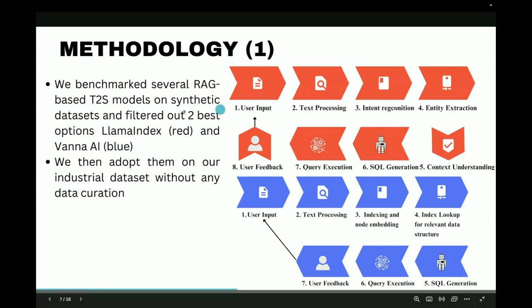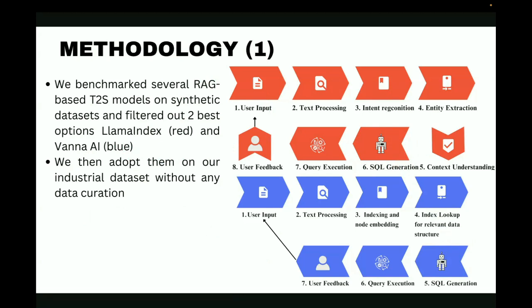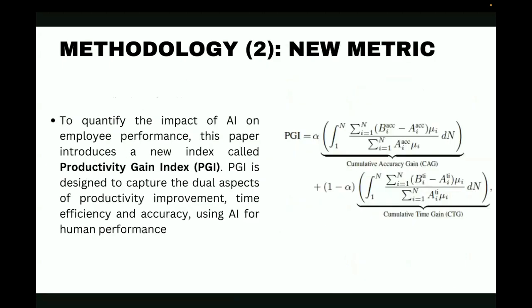We want to see which of these two is more compatible to adopt in an industrial data setting. Another contribution, another methodology we have, is a new metric. As opposed to the traditional execution match and execution accuracy, we want to quantify the impact of AI tools on employee performance.